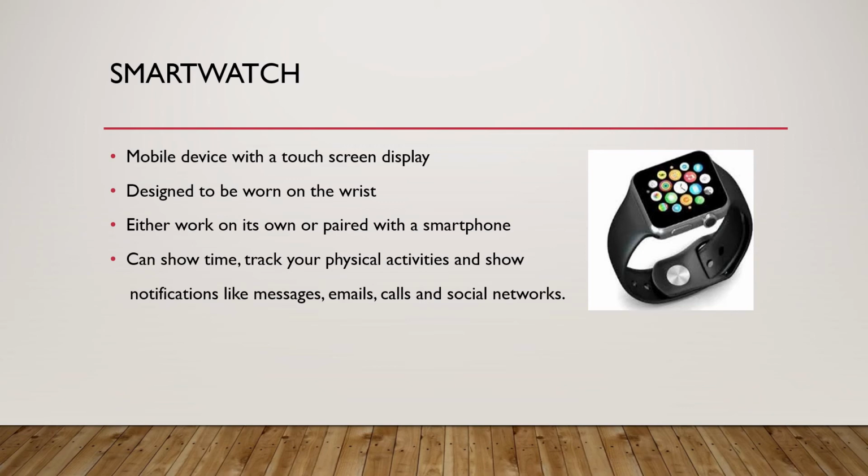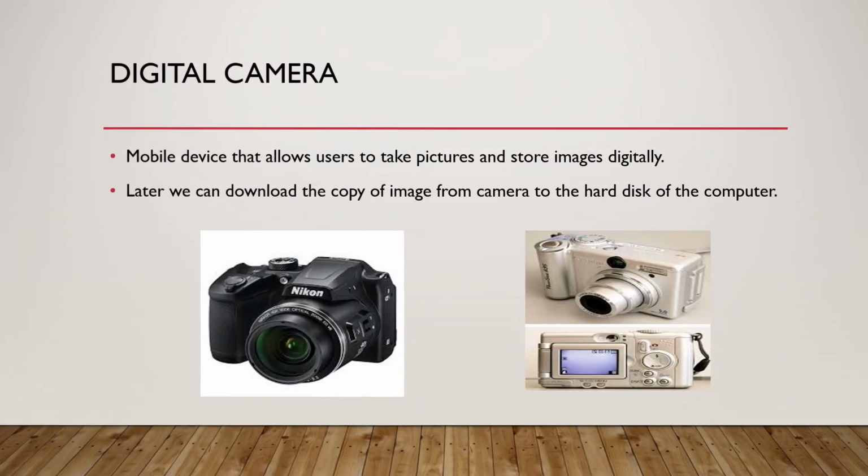Okay, so what does it mean? It can work on its own. It shows the time for you, but when you connect this to a smartphone, what happens? It shows notifications like messages, emails, calls, and social networks. Whatever notifications or calls come in your smartphone will be displayed in your smartwatch also if it is paired. Otherwise, it can show the time and it can track your physical activities.